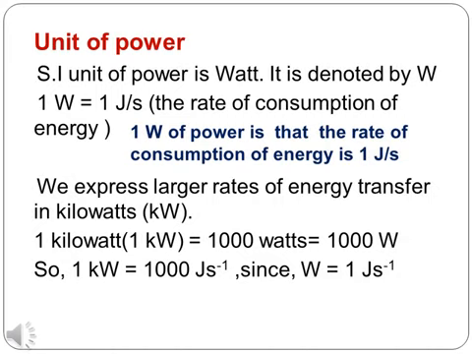What is the SI unit of power? The SI unit of power is watt. It is denoted by W. 1 watt is equal to 1 joule per second. Larger rates of energy transfer can be expressed in kilowatts. 1 kilowatt is equal to 1000 watts. It is 1000 joule per second, since 1 watt is equal to 1 joule per second.